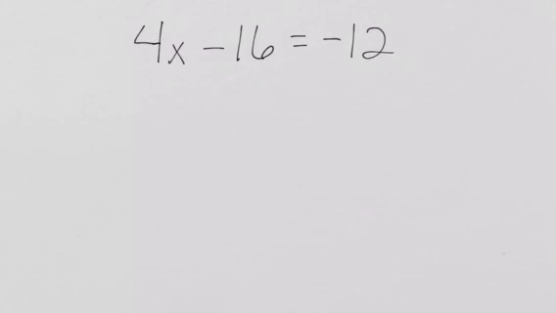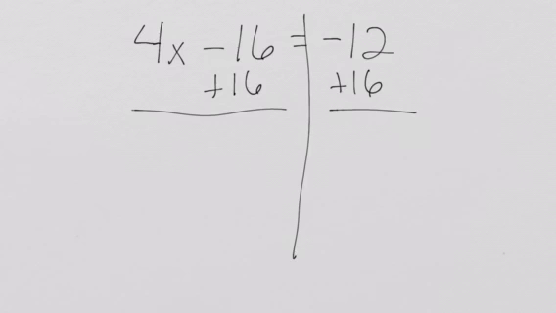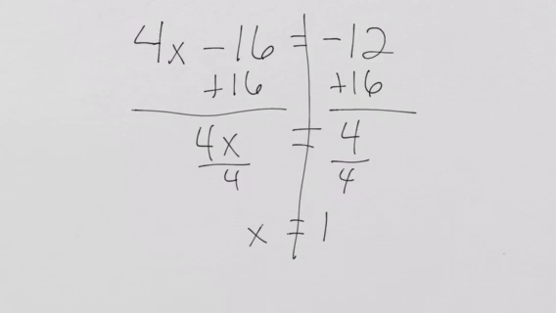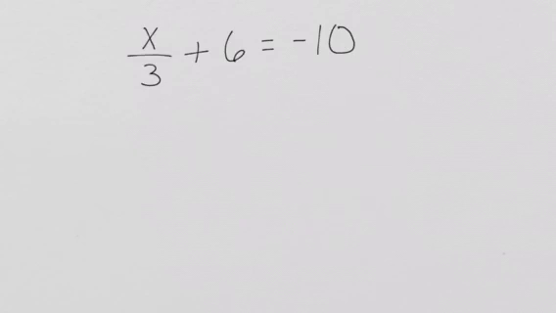All right, let's look at another one. We undo adding and subtracting first. Well, here they subtracted 16. So that means I'm going to add 16 to both sides. And I get 4x equals negative 12 plus 16. Well, that's going to be a positive 4. Now it's 4 times x, so I divide by 4, x equals 1. Well, that one was pretty simple to do.